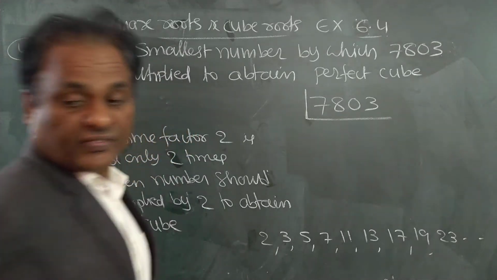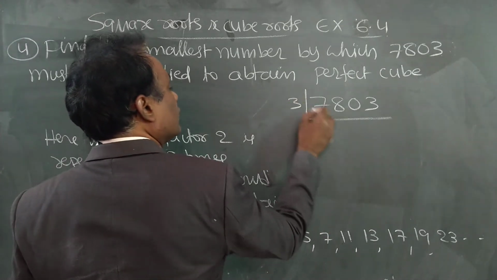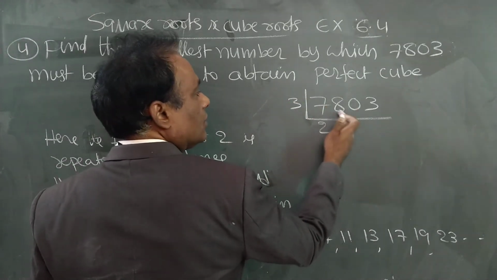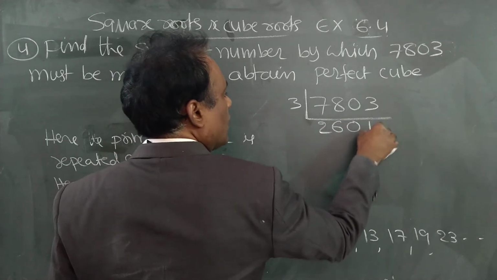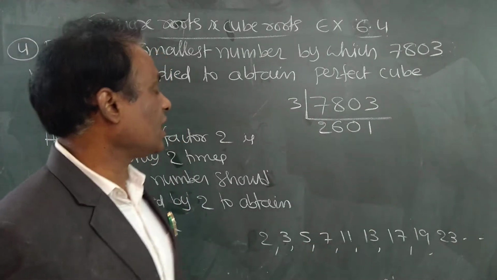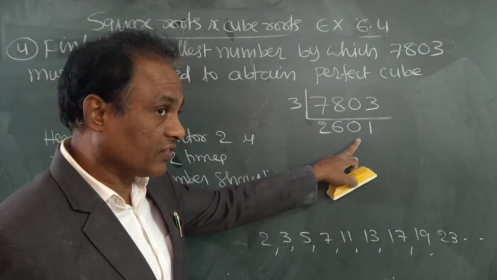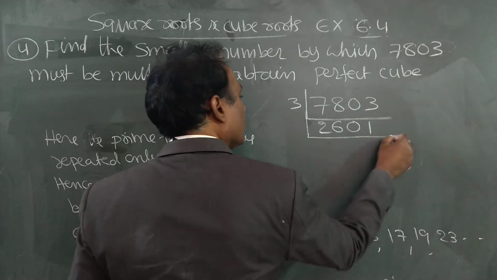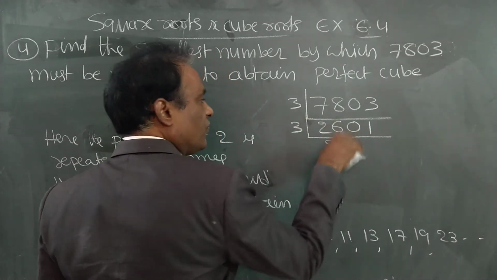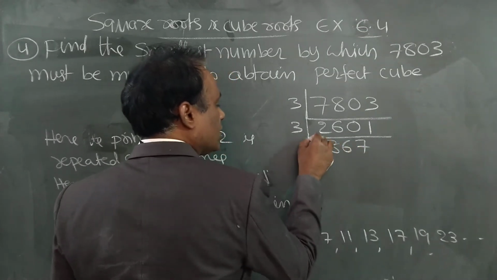Last number 3 means not divisible by 2. Try with 3. 3 2s are 6, 18, 0, 1. Again, it is not divisible by 2 because the last number 1 means not divisible by 2. Let us try with 3. 3 8s are 24, 20, 3 6s are 18, 21, 3 7s are 21.